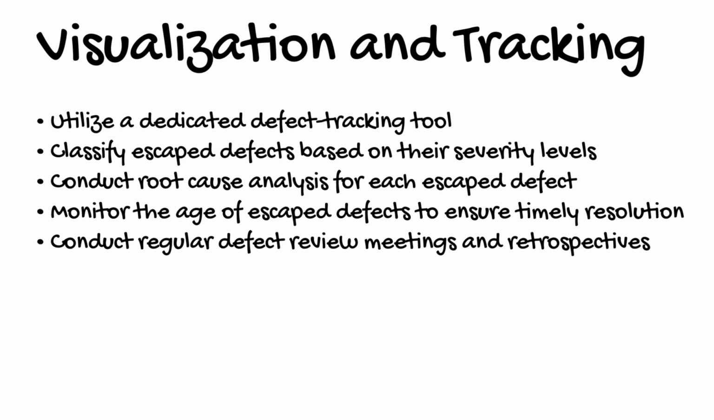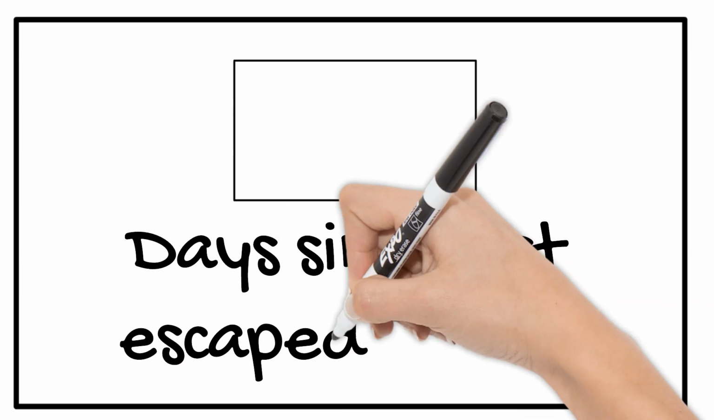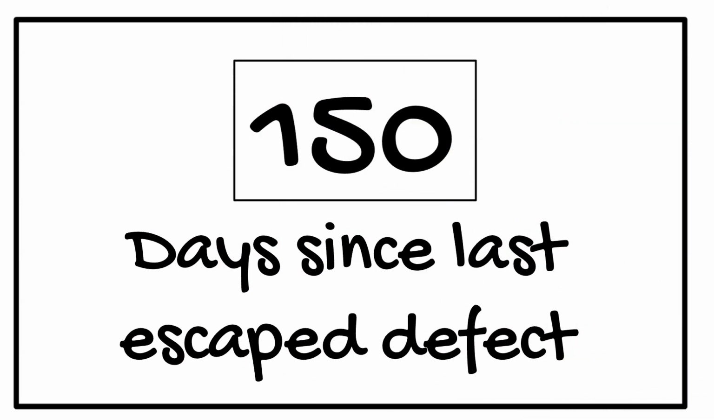Conduct regular defect review meetings and retrospectives with the Agile team to discuss and analyze escape defects. Use these sessions to identify lessons learned, share best practices, and collaboratively brainstorm solutions to prevent similar issues in the future. By implementing these tracking and visualization techniques, Agile teams can effectively manage and mitigate escape defects, improve product quality, and enhance customer satisfaction. Escape defects can significantly impact the organizations, but with the right strategies and practices, teams can mitigate risk, improve quality, and confidently deliver value to their customers.